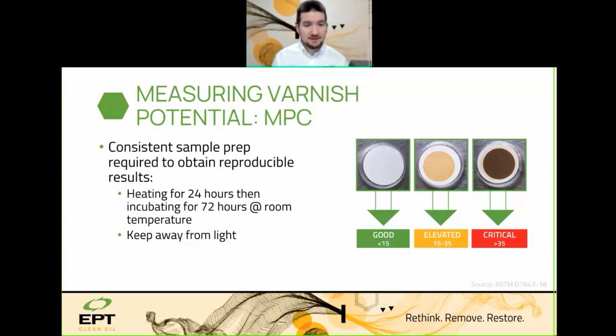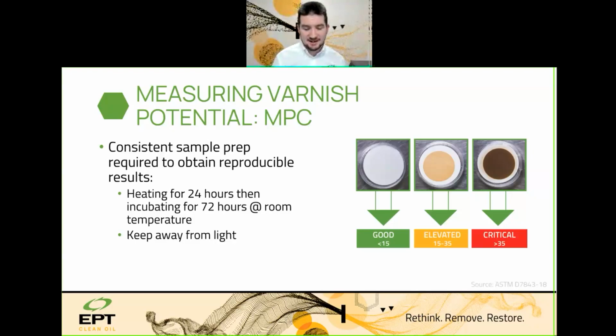Now, many users are familiar with the broad strokes of the MPC test as I have just presented them. But one thing that a lot of people aren't familiar with are some of the finer points of the test. And these include the fact that consistent sample preparation is really, really important for this test method to ensure that you get meaningful and reproducible results. So what prep steps am I talking about specifically? I'm talking about the need upon receipt in the lab for an oil sample to be heated to 60 degrees Celsius for 24 hours. And then after that heating period, to be incubated in the dark at room temperature for 72 hours. So it's really important to follow these steps.